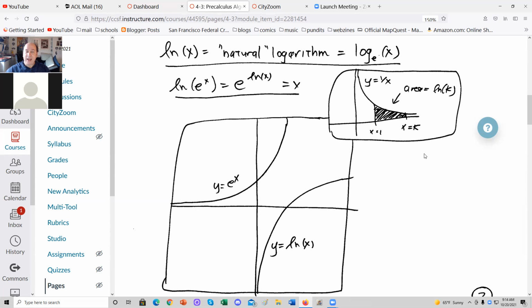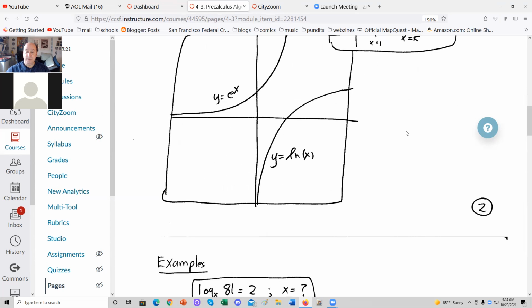Why the name natural logarithm? Well, if you take the graph y equals 1 over x, and draw a vertical line at x equals 1, and another vertical line at x equals k, then the area of the region between these three lines and this curve is ln of k. So it follows straight out of some simple math. You'll see this when you get to calculus, and therefore the name natural logarithm.